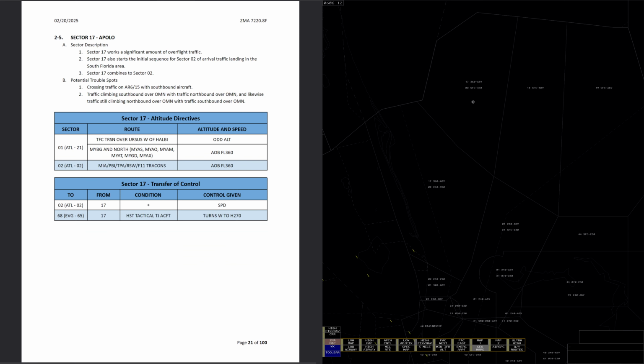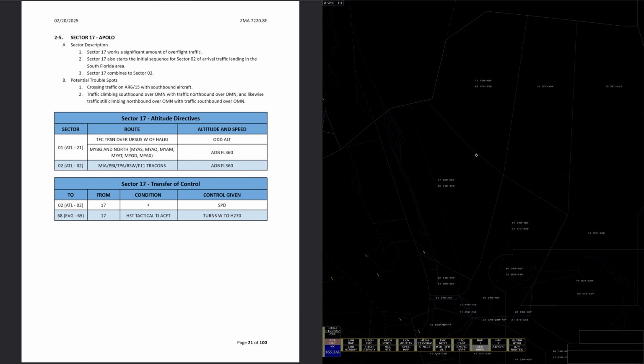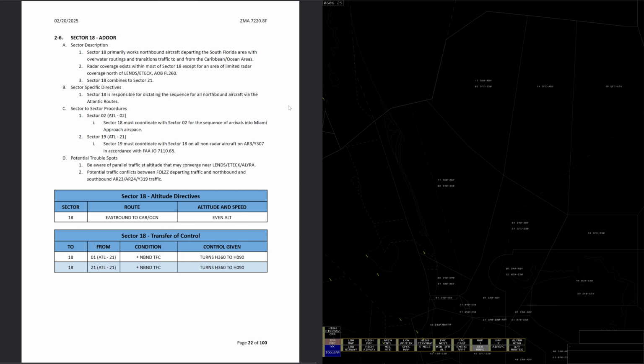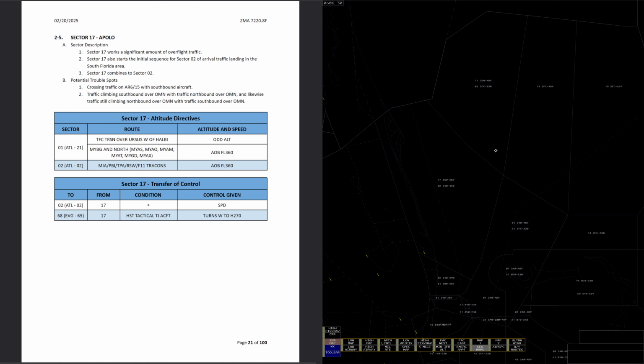Sector 17 is an ultra-high sector that, for the most part, overlaps with Sector 02. They work a significant amount of overflight traffic and initiate the sequence of Sector 2 arrival aircraft into the South Florida area. Sector 17 does not have many altitude directives, but essentially, all traffic landing South Florida must be descended early to flight level 360 to provide adequate time for further descent from Sector 02.